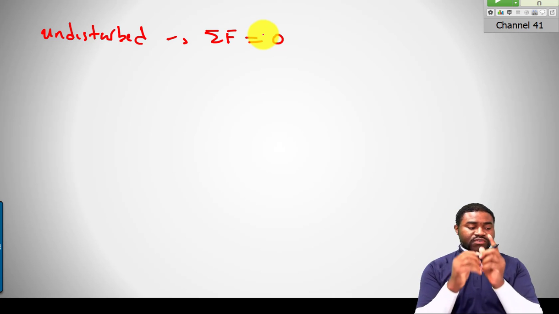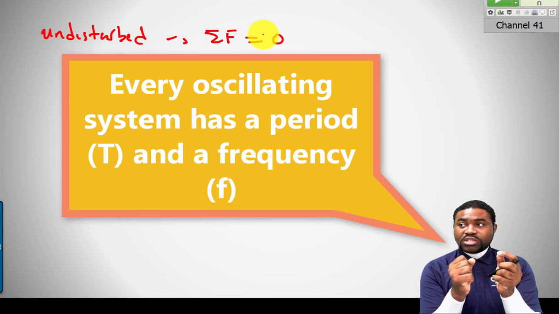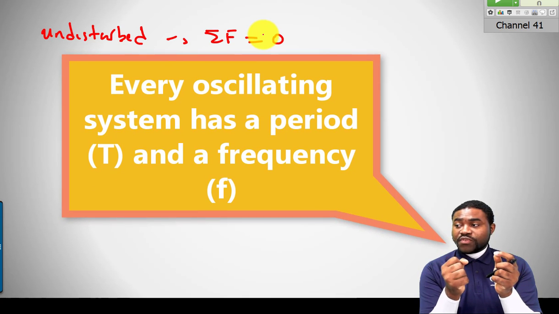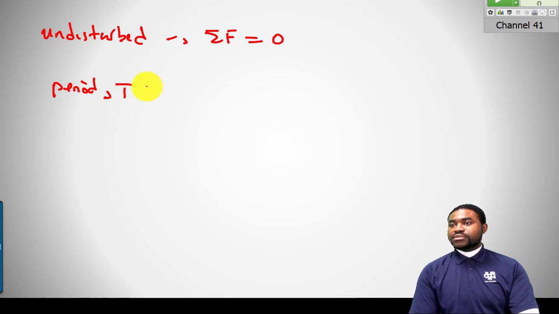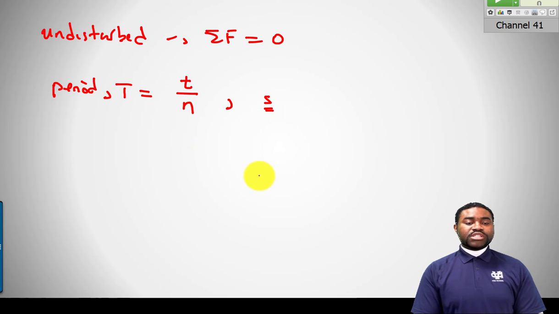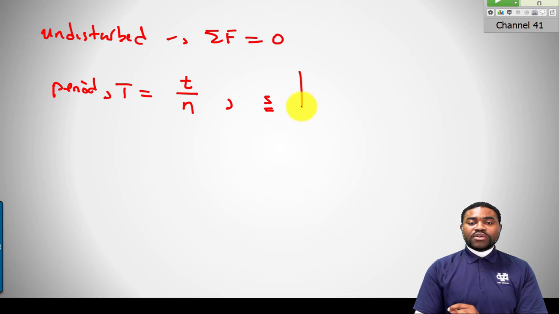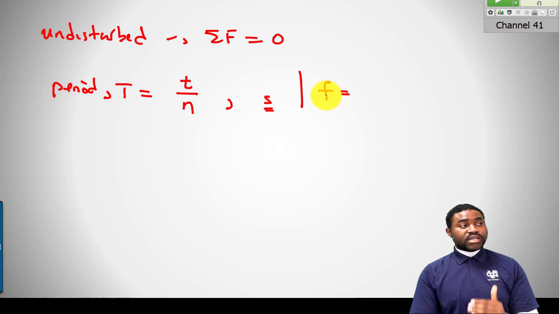The next point I want to make is this. Every oscillating system has a period and a frequency. The period T is the time required to make one complete oscillation, and is defined as the total time taken divided by the total number of oscillations, measured in seconds.